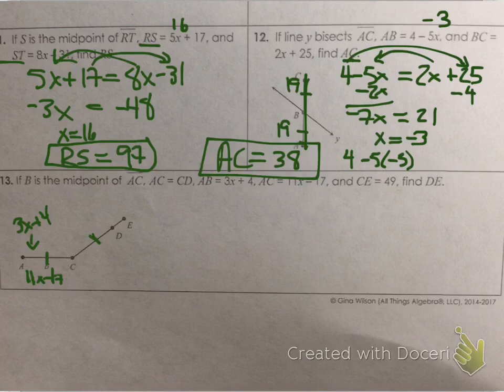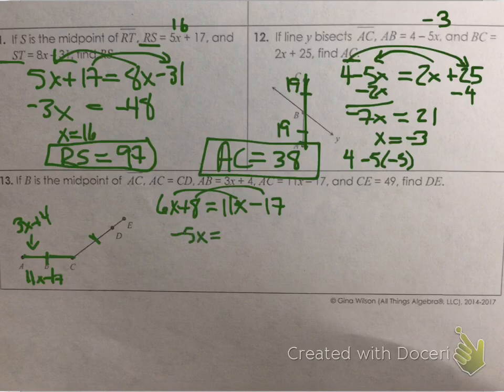Okay? So, how would I go about setting this up? Well, I know that this is 3x plus 4. This is 3x plus 4. So that would give me 6x plus 8. And that has to equal the 11x minus 17. Okay, so I would again do variables to the left, numbers to the right.